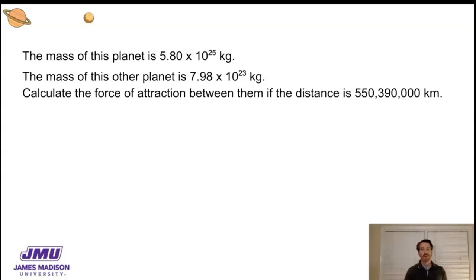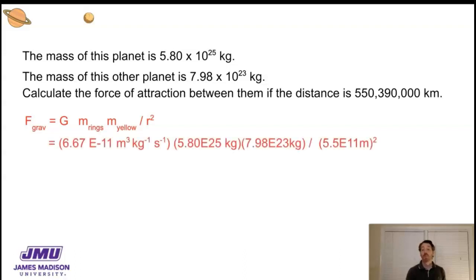Why you would ever want to know this isn't the reason we're doing this example. I'll show you in just a second why we're doing it. This is just a matter of taking these numbers and putting them into our given equation. So you would have to know what the equation is or where to find it. Then you would have to know that the mass of your ringed planet and the mass of your yellow planet get multiplied by each other. They get multiplied by G, which is a value that you can look up, and they get divided by that distance squared, being careful to change kilometers to meters again. And so you get some value, 1.0 times 10 to the 16th newtons, which is a really, really large force.